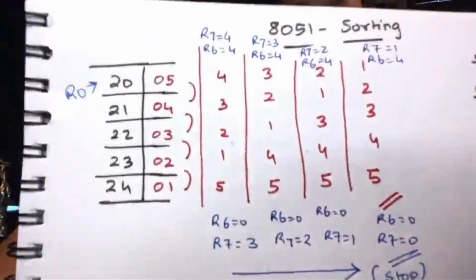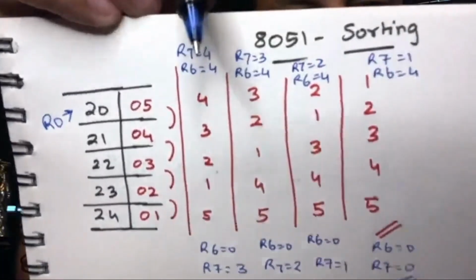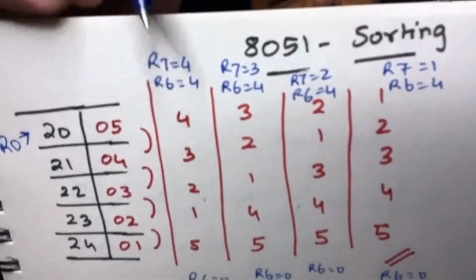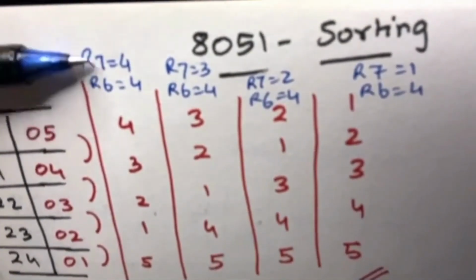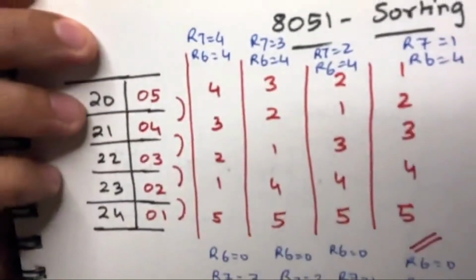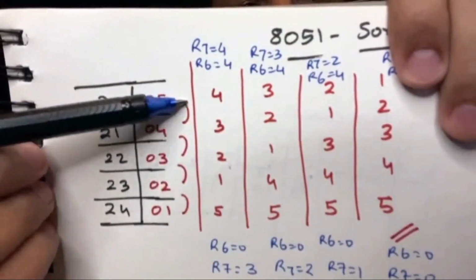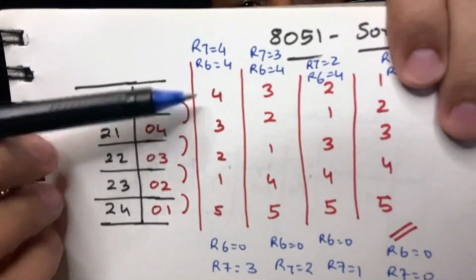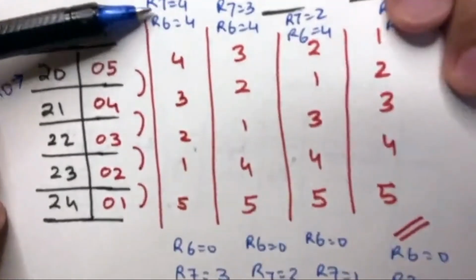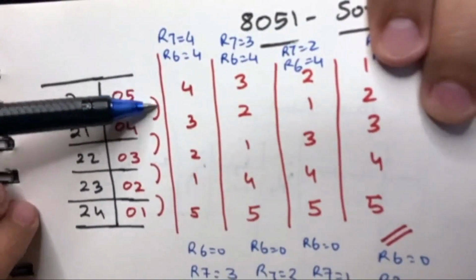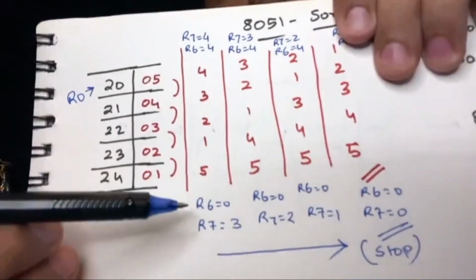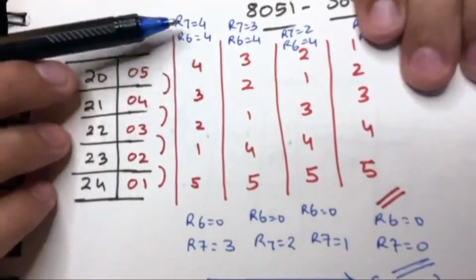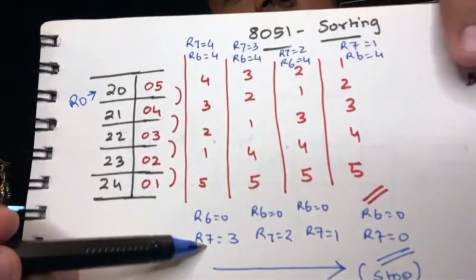Are you clear? We will keep the inner loop and outer loop counts in R7 and R6. Focus here. R7 and R6. Both of them will be initialized with 4. Let's start. Compare first 2 numbers. Put them in a loop. So your inner loop count R6 will go on decrementing. 3, 2, 1, 0. First cycle done. R6 will become 0. Decrement R7. R7 will become 3.